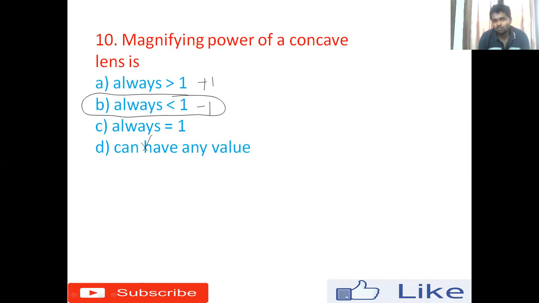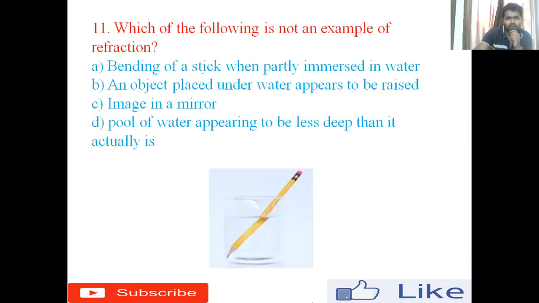I mean it will be in the -1, -2 range. Okay. In the minus range it will be there. So basically for concave, it will be in the range of minus, and for convex, it is in the range of plus. All right. So the right answer for this question is option B.